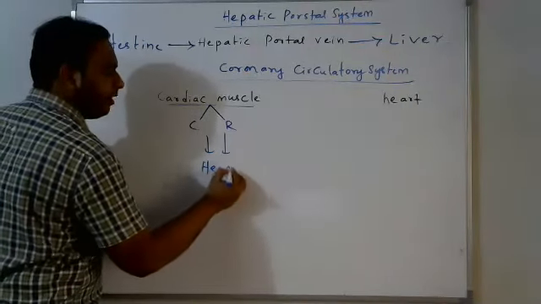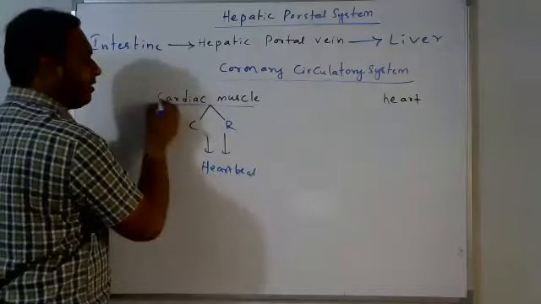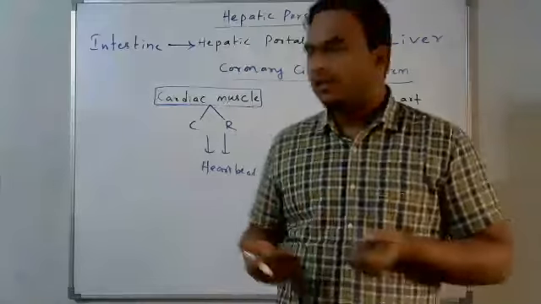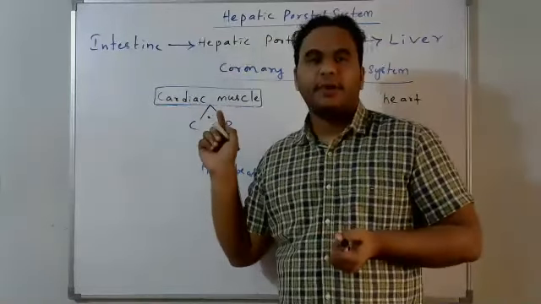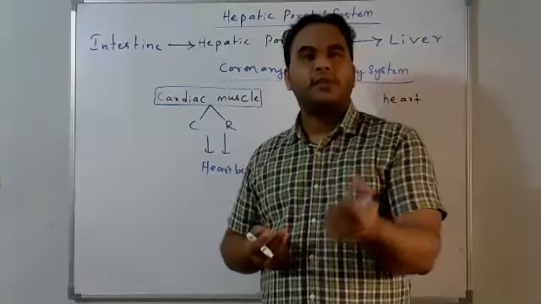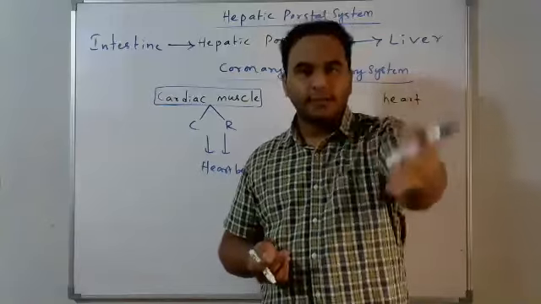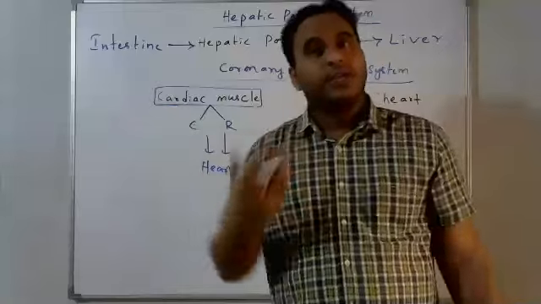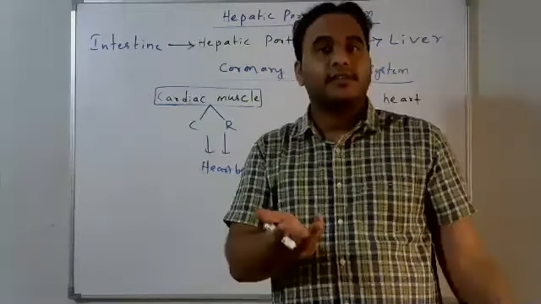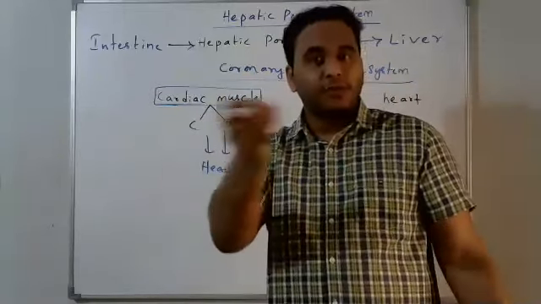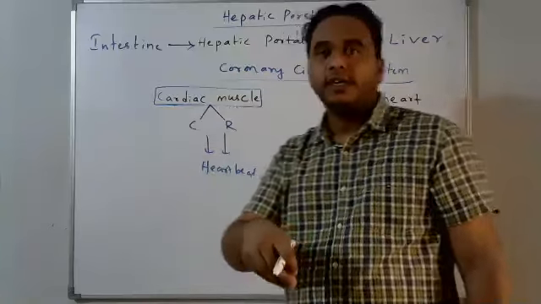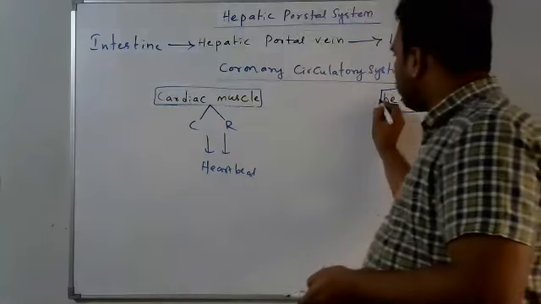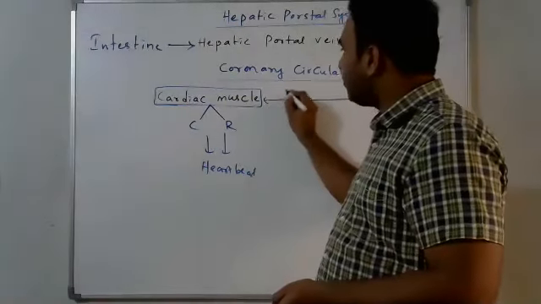So cardiac muscle is very essential for the heartbeat, right? Heartbeat will be exhibited by this cardiac muscle. Cardiac muscle exhibits contraction and relaxation, thereby pumping blood, right? But this cardiac muscle is also a tissue, a muscle tissue. So it has to be supplied with oxygen and nourishment from the heart.